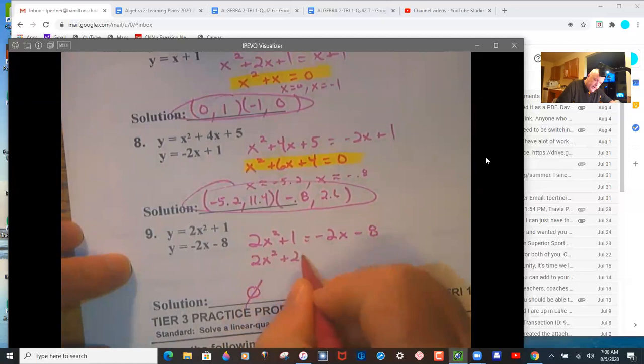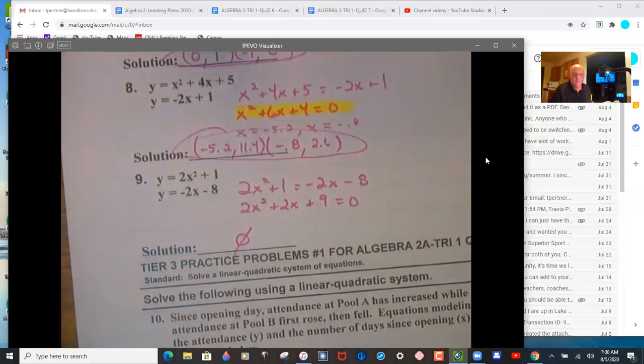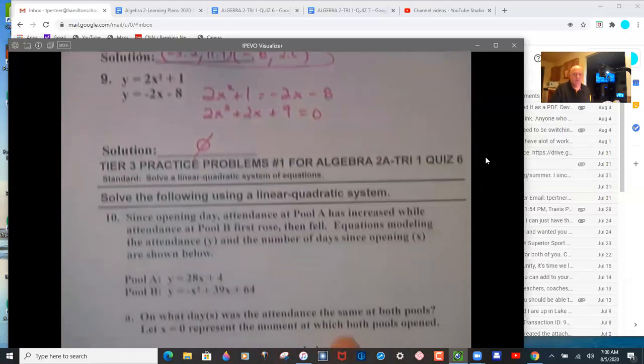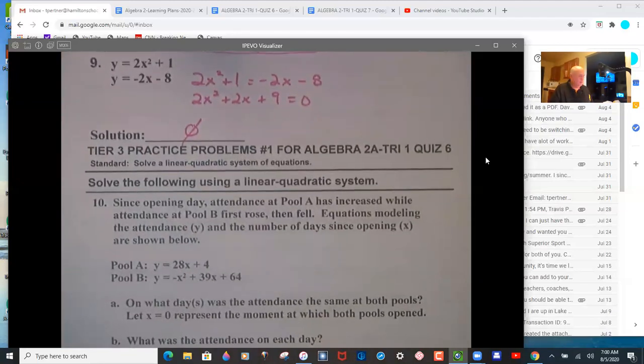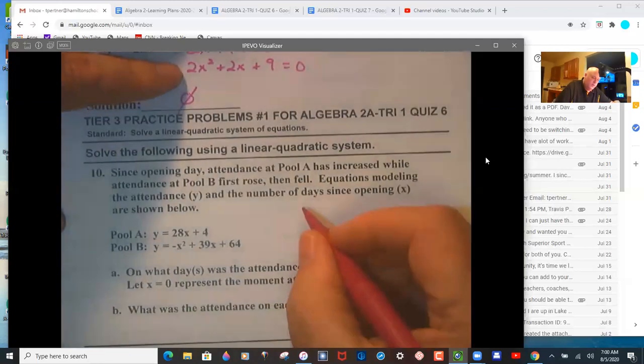So plus 2x plus 9. And when you run that through, there will be no real solution to that. You can expect one of each there. So here is the same idea. You're going to take these two, and the x's are the how many days in where there's the same number of people at the pool, and then y is going to be the number of people. And it can be no solution, 1 or 2. Make sure you understand that.